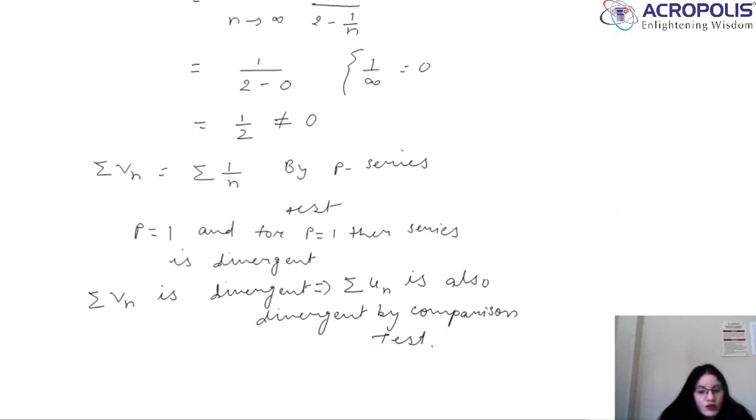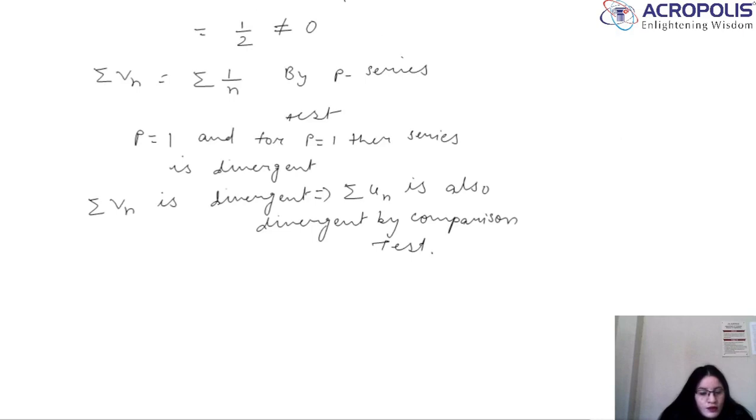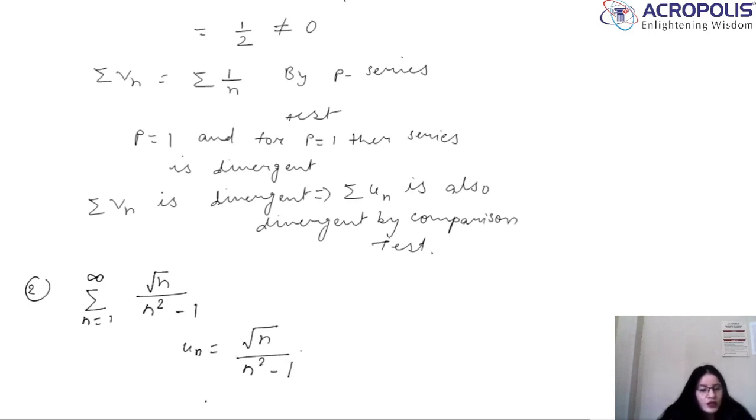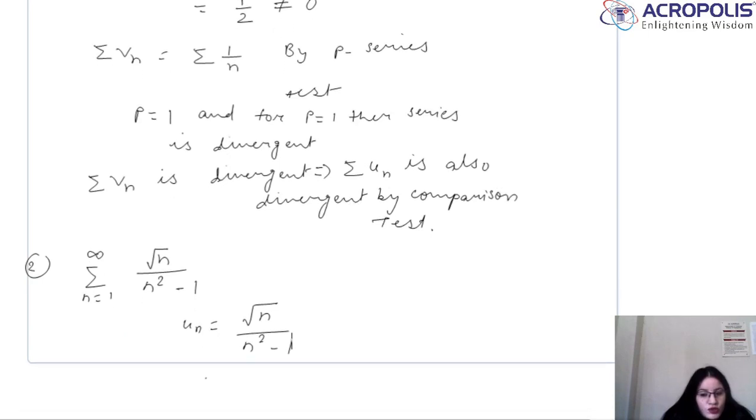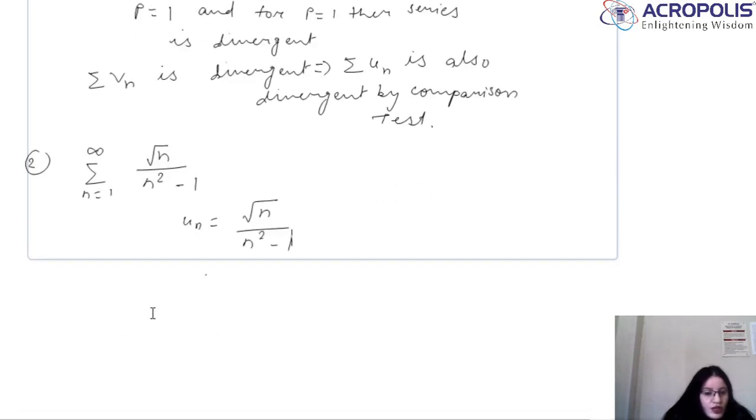Now let us take one more example. Summation of n is equal to 1 to infinity root n divided by n square minus 1. In this series, the nth term Un is equal to root n divided by n square minus 1. With the help of this Un, we can choose Vn.